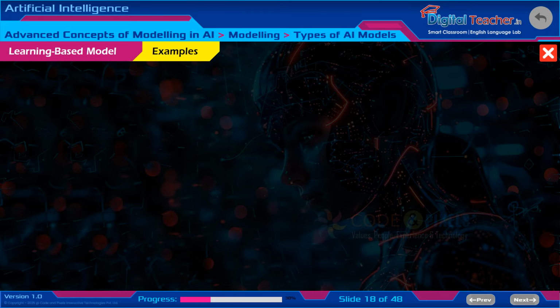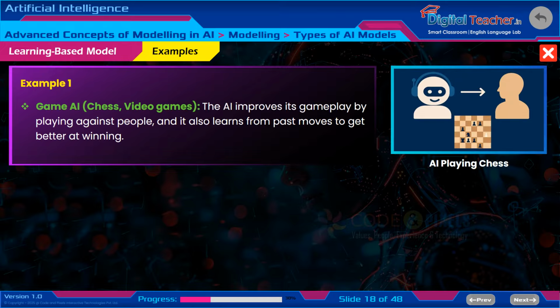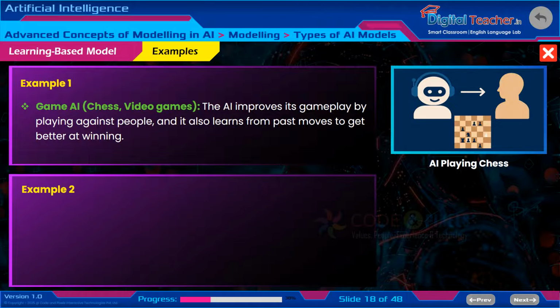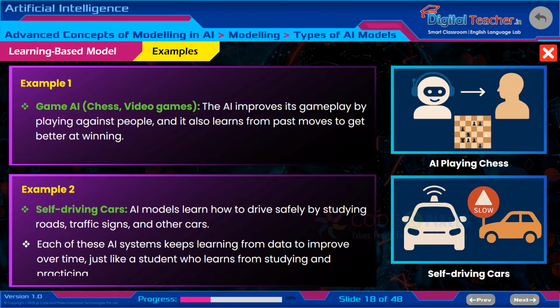Examples of learning-based model. Example 1. Game artificial intelligence. The artificial intelligence improves its gameplay by playing against people, and it also learns from past moves to get better at winning. Example 2. Self-driving cars. Artificial intelligence models learn how to drive safely by studying roads, traffic signs, and other cars. Each of these artificial intelligence systems keeps learning from data to improve over time, just like a student who learns from studying and practicing.